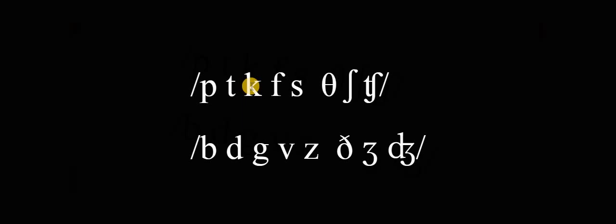So we have ka and ga, fa and va, sa and za, tha and tha, sha and zha, ch and ja. If you remember, this is an affricate and this is an affricate. Remember the affricate? I told you an affricate is a stop sound followed by a fricative. Same here. The da is a stop sound. The ta is a stop sound followed by a fricative.